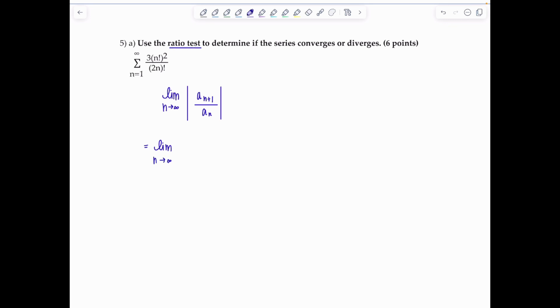So we have the limit as n goes to infinity of a sub n plus 1, that's going to be 3 times, be careful here, this is n plus 1 factorial, all of that squared, over 2 times n plus 1 factorial. I'll put absolute value for now, but we really don't need them. Nothing's going to be negative, so I'll drop them in a second. And then instead of dividing by a sub n, I'm already going to multiply by the reciprocal. So I'll have 2n factorial up here, and then 3 times n factorial squared in the denominator.